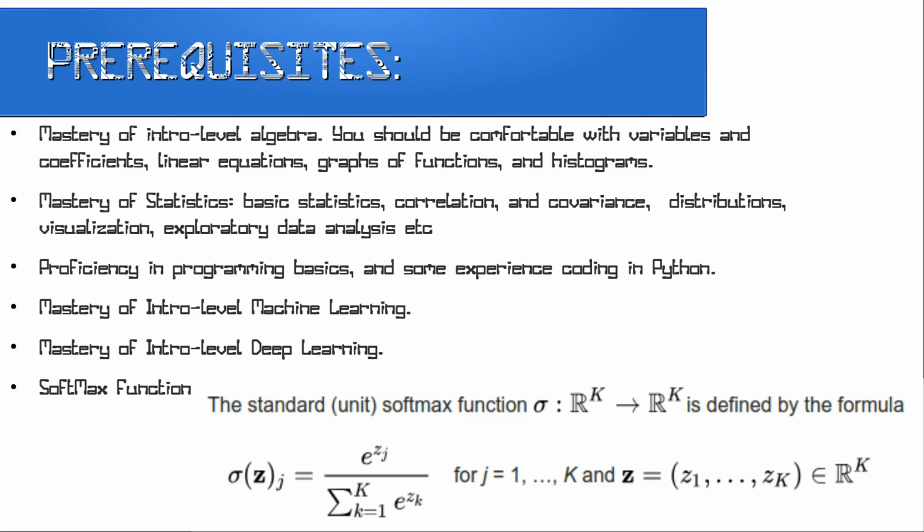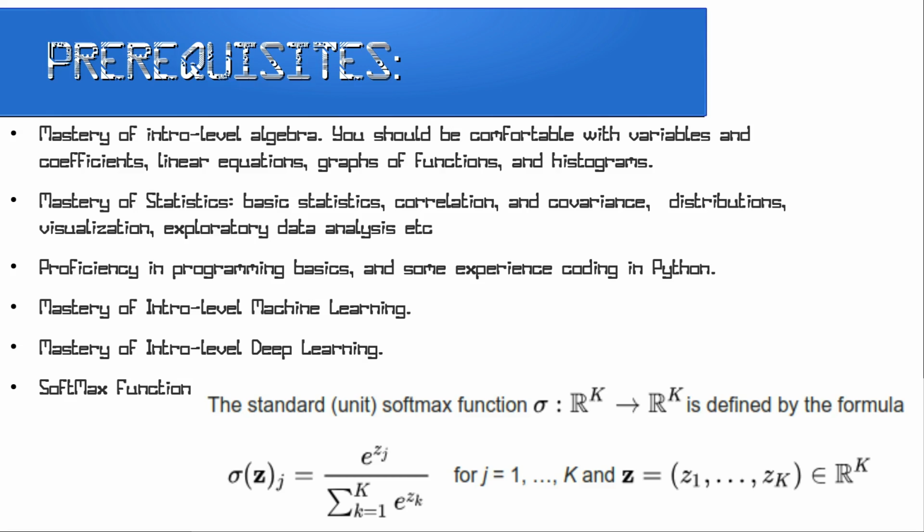predicted output classes. So the softmax function can be written as the standard unit softmax sigma: R^K to R^K is defined by the formula sigma of z_j is equal to e to the power of z_j divided by the sum of e to the power of z_k, where k starts from 1 to K, for j equal to 1 to K and z equal to the tuple (z_1, ..., z_K) is an element of R^K.